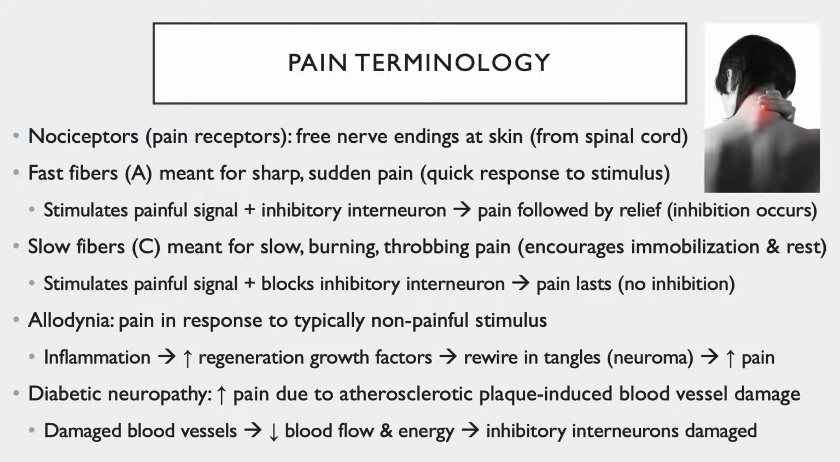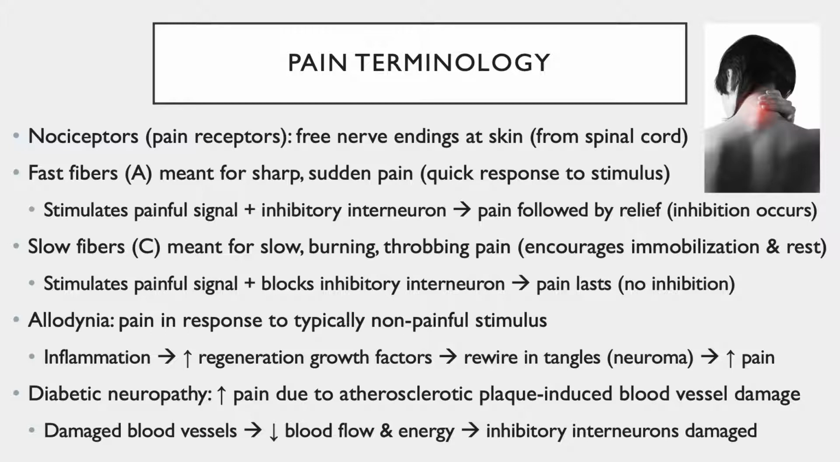Whereas fast fibers are meant to give you sudden and quick information so you can stop what you're doing, slow fibers are meant to encourage rest and immobilization. This would be akin to a sprained ankle that aches over time. The goal, as far as your body is concerned, is for you to stop walking on it so it can heal. Slow fibers operate in response to a painful signal by blocking inhibitory interneurons. That means that the pain lasts because the inhibition is blocked.